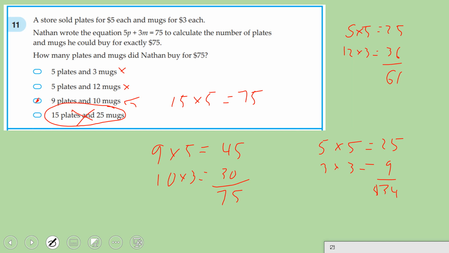Yeah, that's pretty much what you'll be doing to try to figure out your answer.